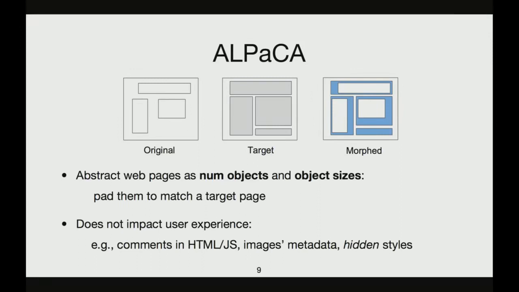We didn't want to impact user experience. We wanted the user not to see any difference in the page when it's presented to them. So we came up with some tricks to do that. For example, we added the padding as random strings in the comments in the HTML of the page, or we added random strings in the metadata of the images. And if we had fake objects, we would use a hidden CSS style in the HTML. So the padding is still sent over the wire, but the user doesn't notice.